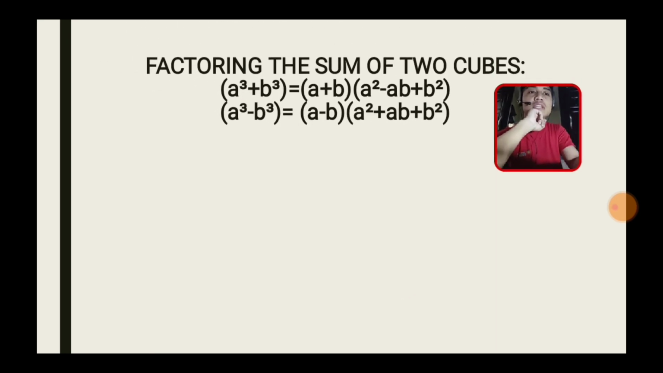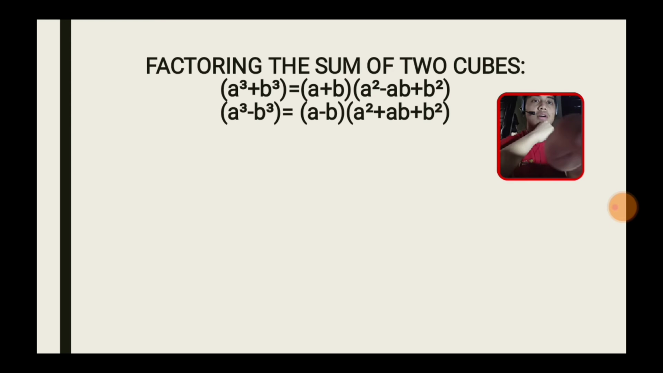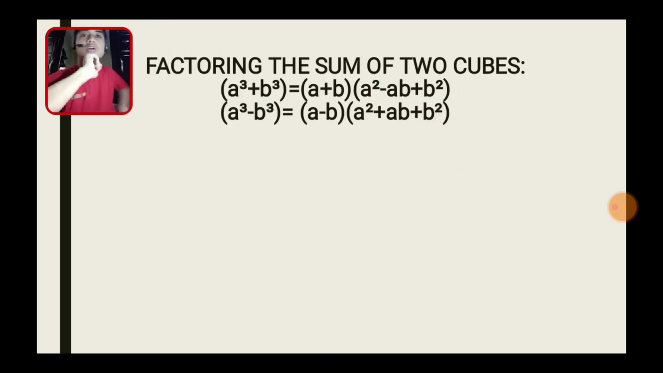So, factoring the sum of two cubes. So, we have two equations. So, we have a cube plus b cube is equal to a plus b times a squared minus ab plus b squared. Then, we have another, a cube minus b cube is equal to a minus b times a squared plus ab plus b squared. So, we have x cube minus 27.